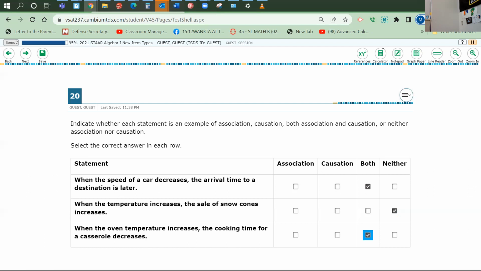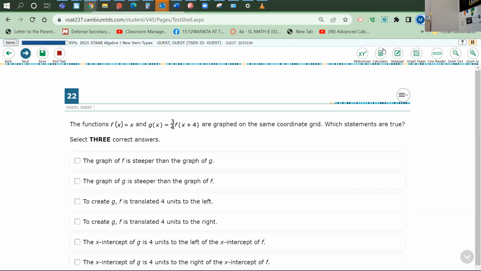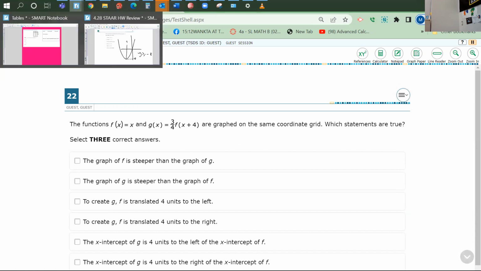And then what's the next one? I did 21. And oh, that's it. No, 22. I think it's the last one. All right. This is not a transformation again. And let's go back and look at this one in depth.